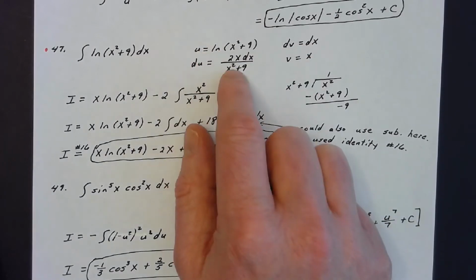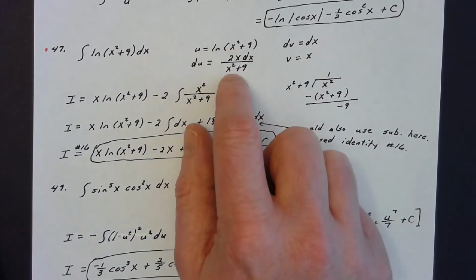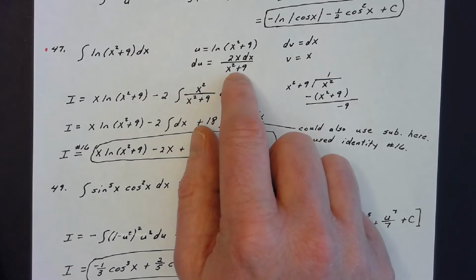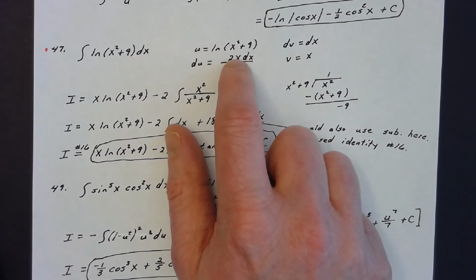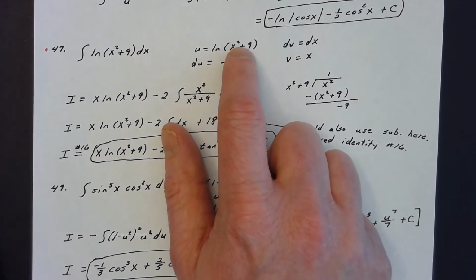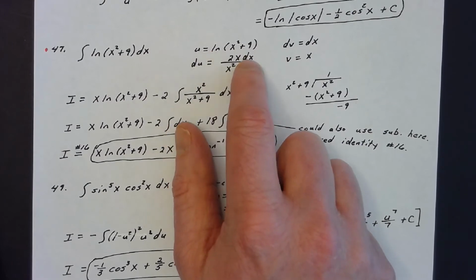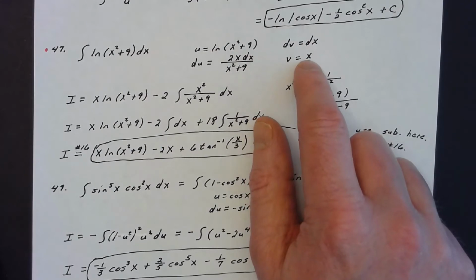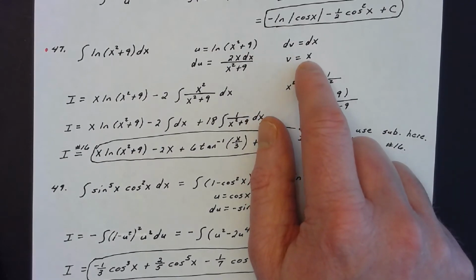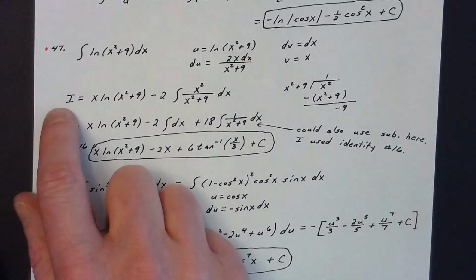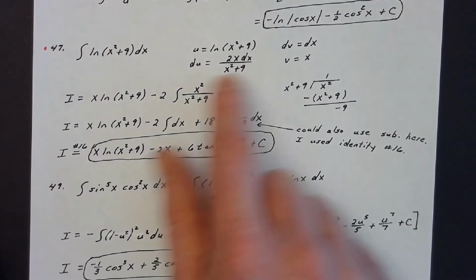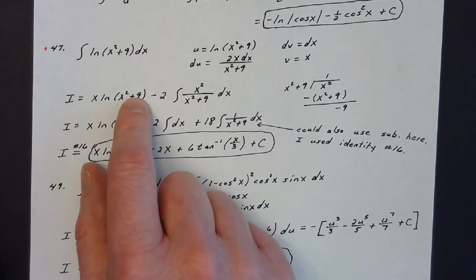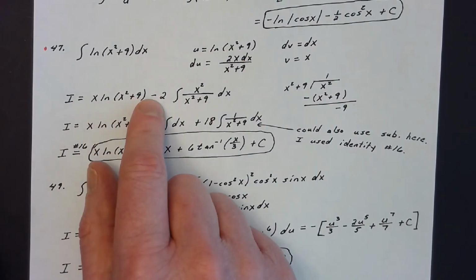I take the derivative of the natural log. Derivative of every single logarithmic function in existence is 1 over what's inside the logarithm. The numerator becomes the derivative of what's inside the logarithm, so the derivative of x squared plus 9 is 2x with respect to x. So here's my du. My v is just the integral of 1 with respect to x, which gives me x. So now I would say, okay, my integral answer is u times v. Well, that's the x times the natural log of x squared plus 9 minus the integral of v du.